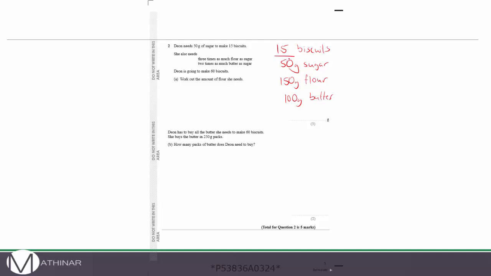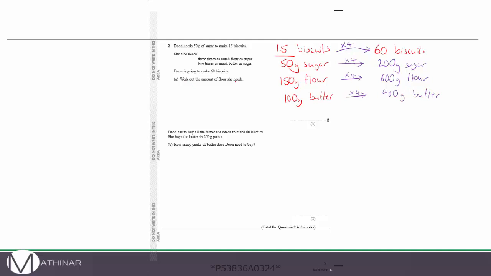Now all of this is to make 15 biscuits. Dion is going to make 60 biscuits. So the first thing we need to figure out is, how do I get from 15 biscuits to 60 biscuits? Well, I've just got to multiply everything by 4. So the flour by 4, the sugar by 4, and the butter by 4. So how much sugar do we now need? We now need 50 times 4, 200 grams of sugar. How much flour? 150 times 4 is 600 grams of flour. And butter, 100 times 4 is 400 grams of butter.